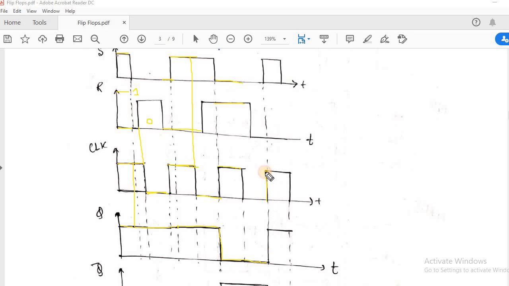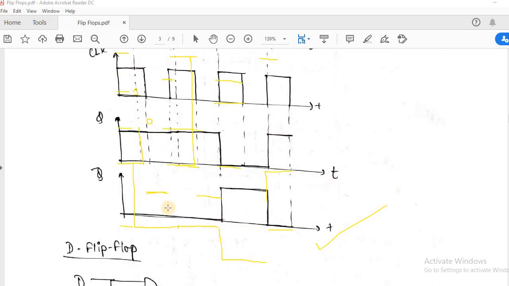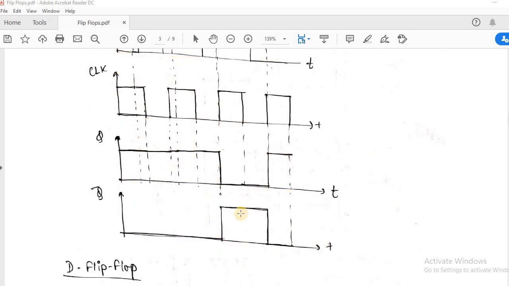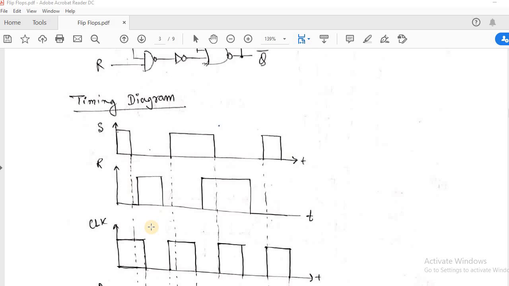Now the clock becomes high here. So in this case S is 1 and R is 0, the output will remain 1. So this is the diagram of the Q. Similarly, Q bar is just opposite to Q. It is very obvious because Q is the normal output and Q bar is the inverted output. So this is the timing diagram of the SR latch.